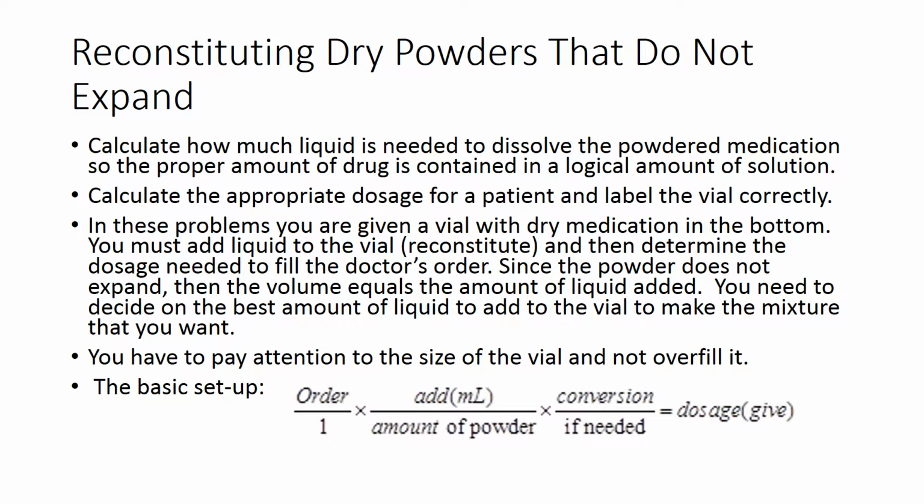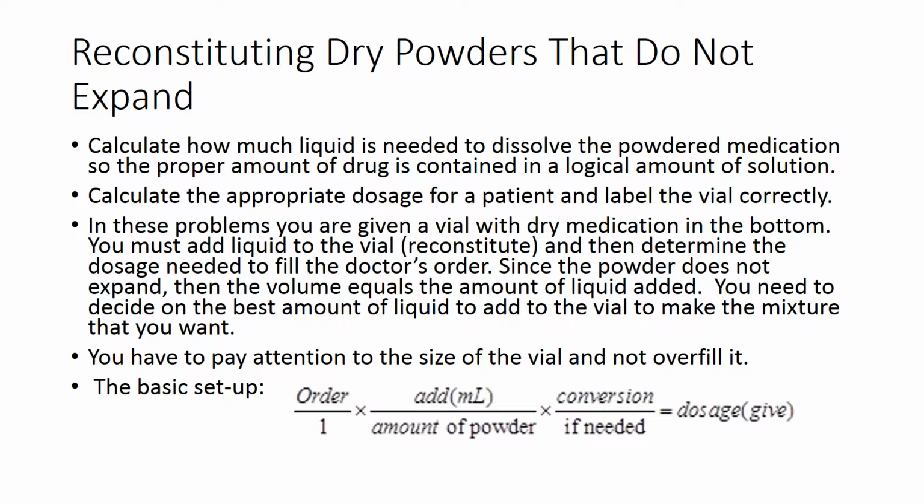Now, in these problems, you'll be given a vial with the dry medication at the bottom. You have to add liquid to the vial, which is reconstituting the liquid, and then determine the dosage needed to fill the doctor's orders. Since the powder doesn't expand, the volume has to equal the amount of the liquid that is added. You need to decide on the best amount of liquid to add to the vial to make the mixture what you want. But you have to pay attention to the size of the vial. You do not want to overfill it.